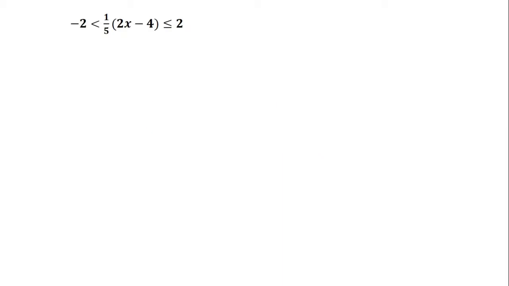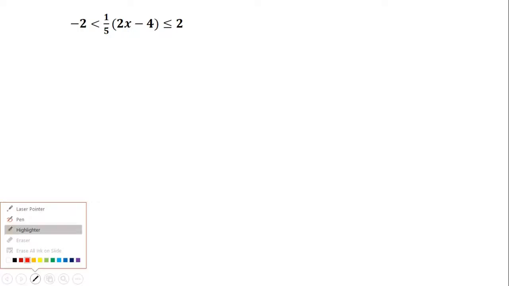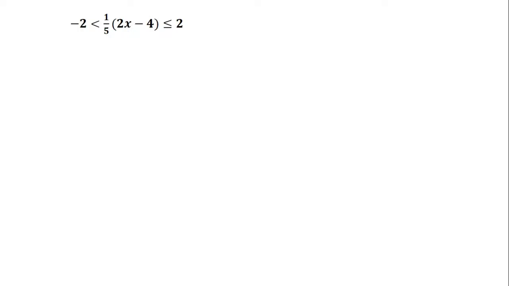We have minus 2 is less than 1 over 5 into bracket 2x minus 4, then less than or equal to 2. So how do we solve this? As we've been doing in the previous videos, when you have a double inequality like this, you break the inequalities into two, then you solve them one after the other.